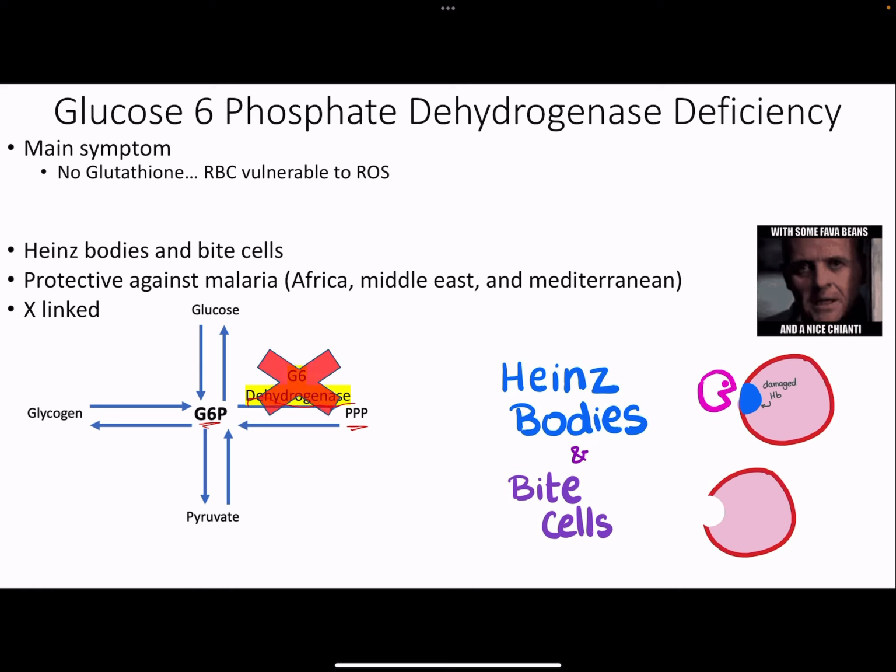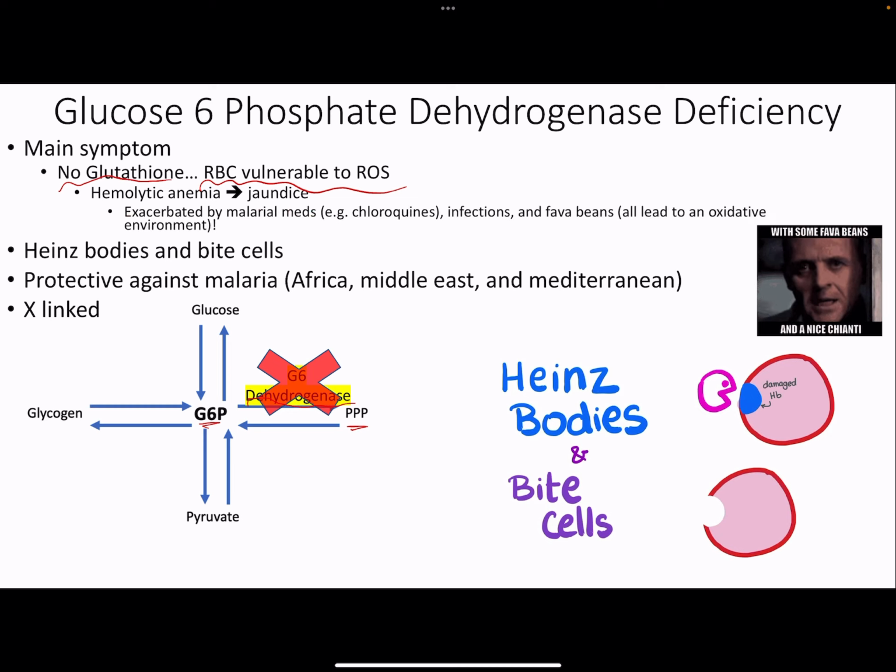So what happens if we get rid of this? We're not going to have any glutathione. There's a lot of different things that can happen, but this is actually the only relevant thing. So with no glutathione, the red blood cells are especially vulnerable to reactive oxygen species. This leads to hemolytic anemia. This can cause jaundice. And it can be exacerbated by malarial meds, chloroquines, infections, flavivines. All of these lead to an oxidative environment.